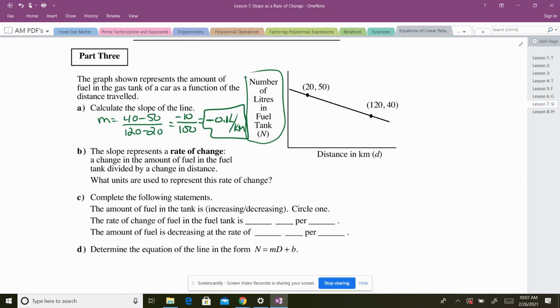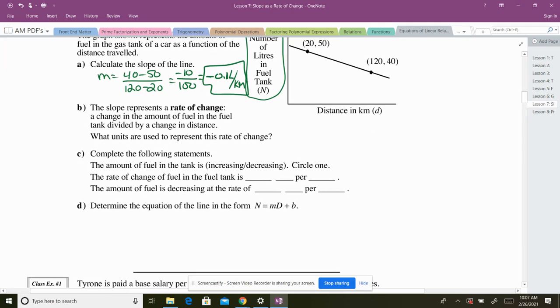What does that mean? It's using 0.1 liter every kilometer you drive. That's why it's negative, right? Okay. I want the equation of this line.